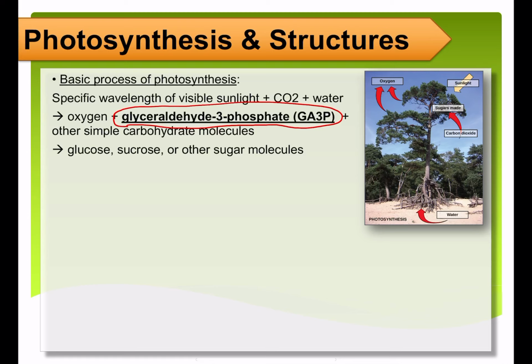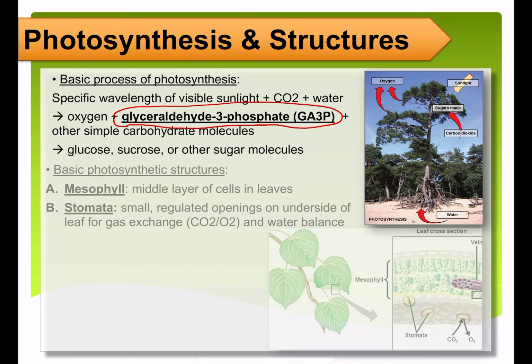It all depends on what type of plant it is and what type of fruit it makes. So different plants can make different types of carbohydrates, as we talked about in chapter 3, the different types of carbohydrates you can have.